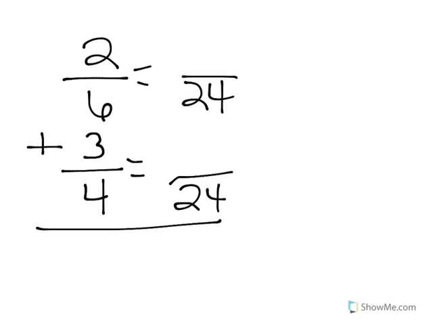Next question. What did you multiply by 4 to get 24? We multiply it by 6. So what you do to the bottom, we do to the top. 3 times 6 is 18. Next fraction. 6 times 4 gave us 24. What we do to the bottom, we do to the top. 2 times 4 is 8.